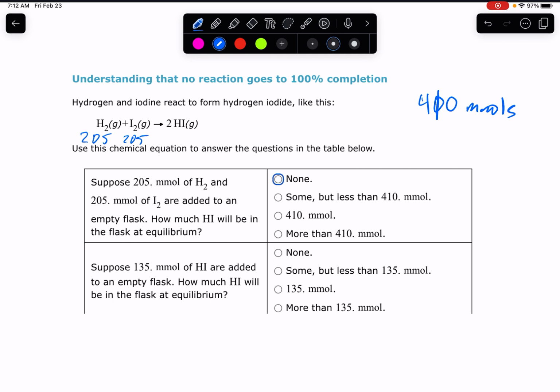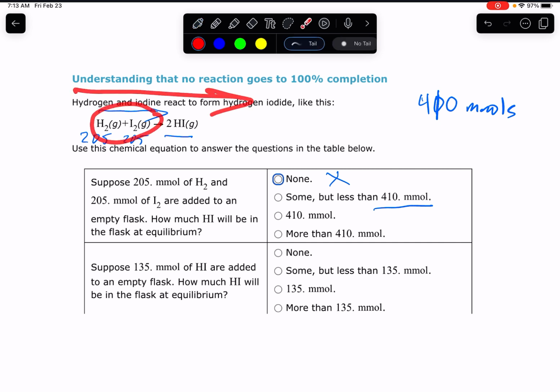We can assume that when we look at how much of the HI will be produced, none is not going to be an answer because the reaction's going in this direction. Now, we know that some's going to go across, but less than 410. The other thing is, if no reaction goes to 100% completion, it means that not all of this stuff over here is going to go all the way over here. So we're not going to have either of these two scenarios, 100% on one side and 0 on the other, or 0 on one side and 100% on the other. So that gets rid of our options of none and 410, right?